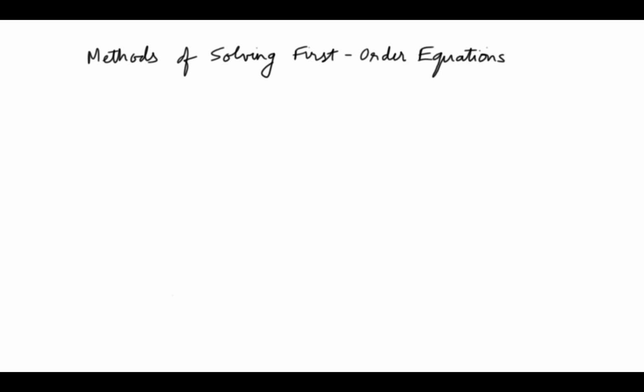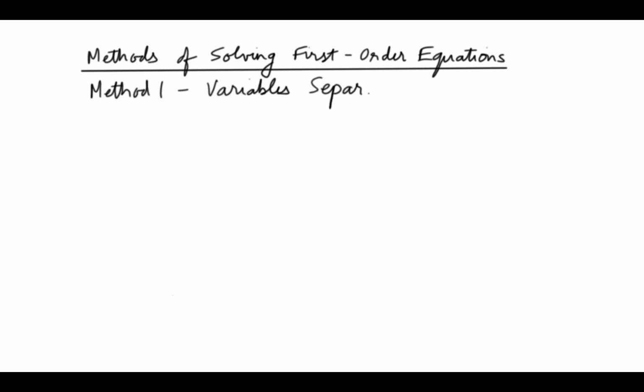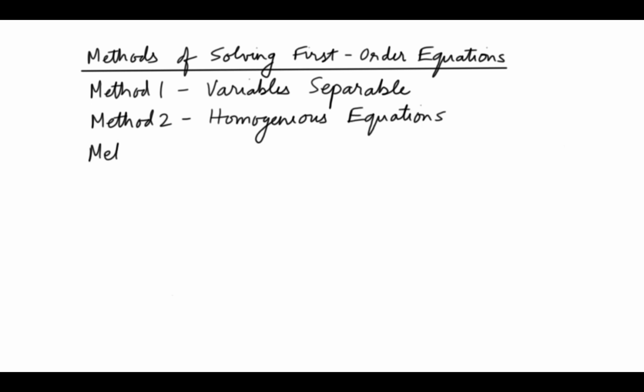Next are the methods of solving first order equations. So there are 3 primary methods we need to learn, practice, and master. Method 1 is the variables separable. If you can group all your y terms with dy on one side and all your x terms with dx on the other, do it and then integrate both sides.